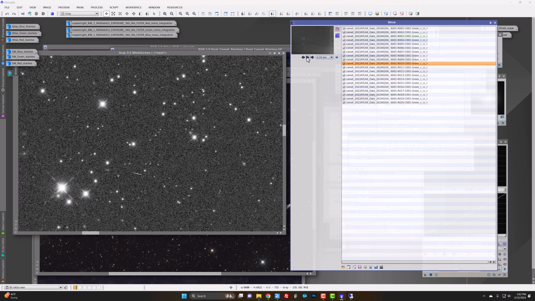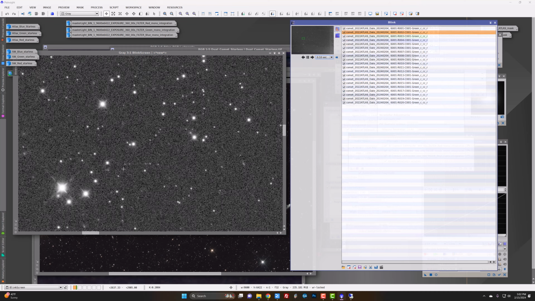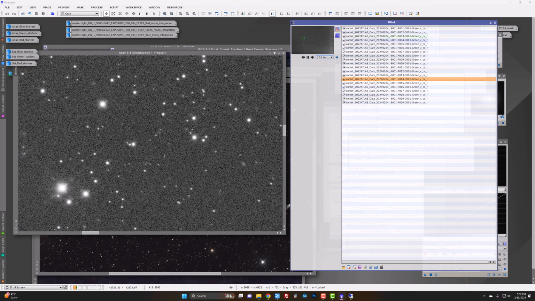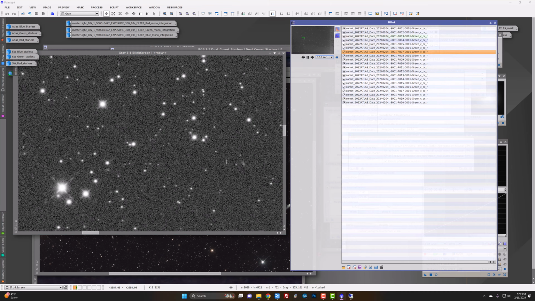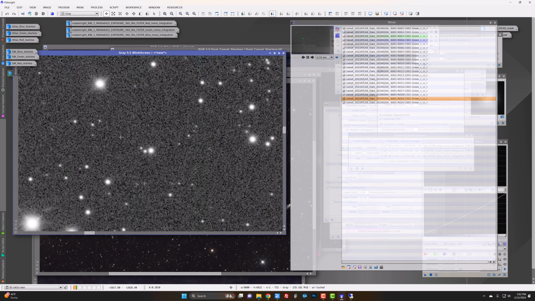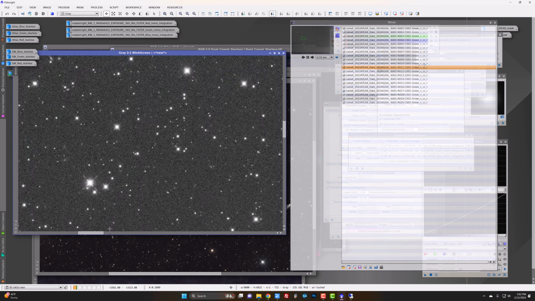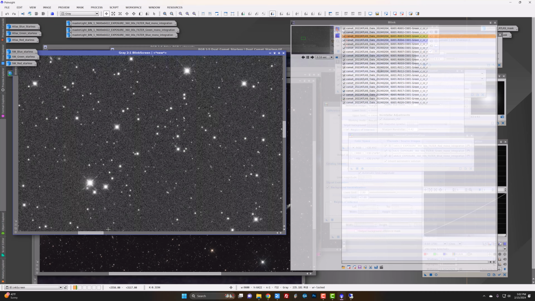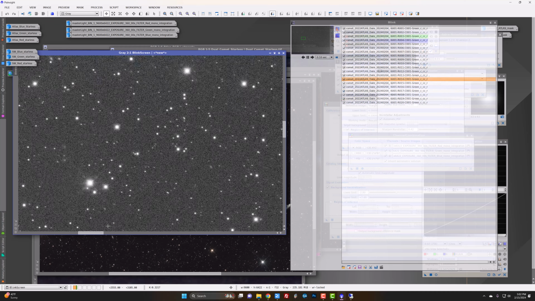If I continue to blink, we will see that there are hot pixels that might persist in the data, although this data is pretty clean. I don't see many of those. I do see another very small little cosmic ray here. It just lit up a few pixels in one frame right there. But we're not done. There is more in this data.